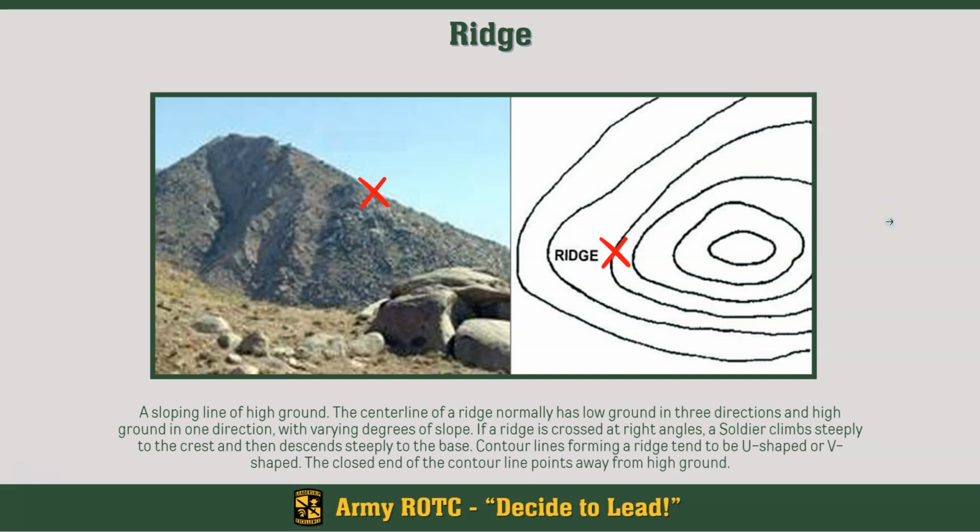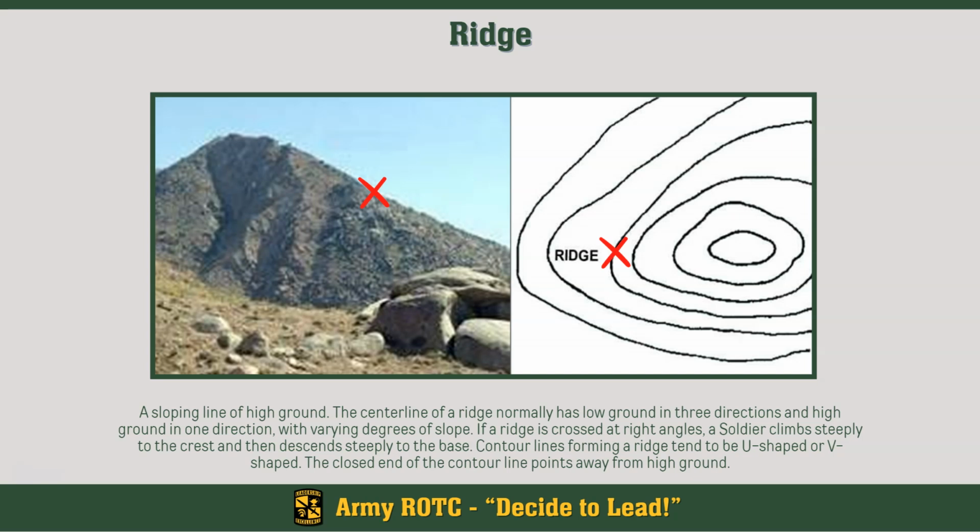All right, so we're going to go piece by piece. I'm going to show you on all of these. On the left side is going to be an in real life version, and on the right side is going to show you how it should look on a military map. So when we're talking ridges, this is a sloping line of high ground. The center line of a ridge normally has low ground in 3 different directions and high ground in one direction with varying speeds of that slope.